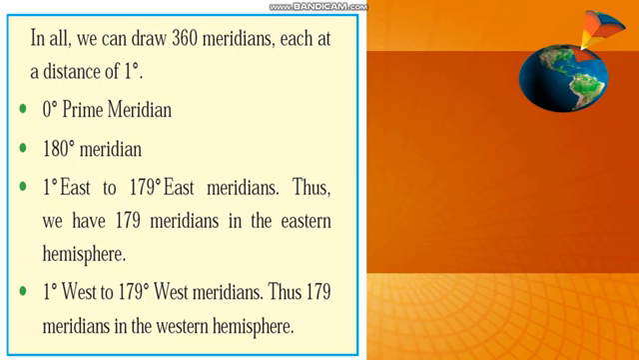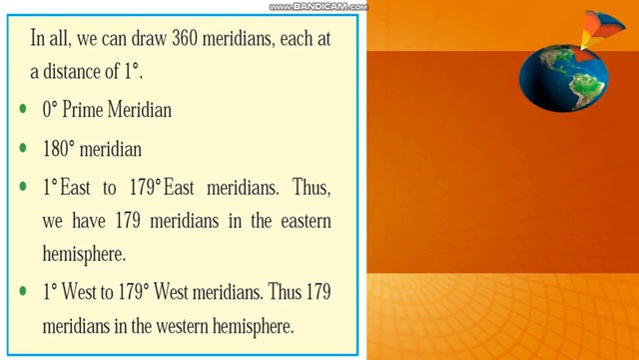All in all, we can draw 360 meridians, each at a distance of 1 degree. 0 degree prime meridian, 180 degree meridian, 1 degree east to 179 degree east meridian. Thus we have 179 meridians in the eastern hemisphere. 1 degree west to 179 degree west meridians, thus 179 meridians in the western hemisphere.